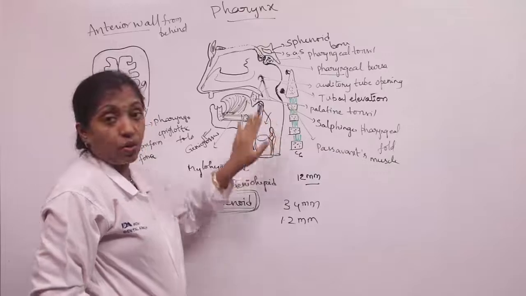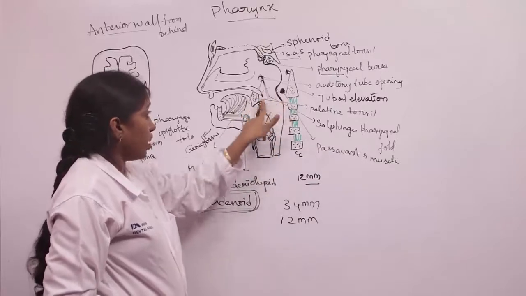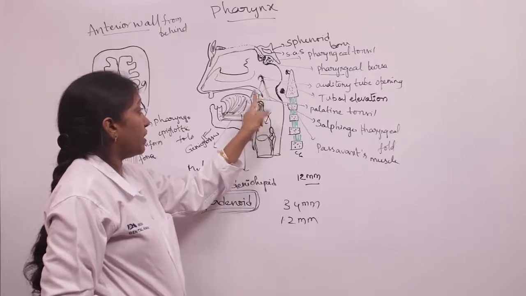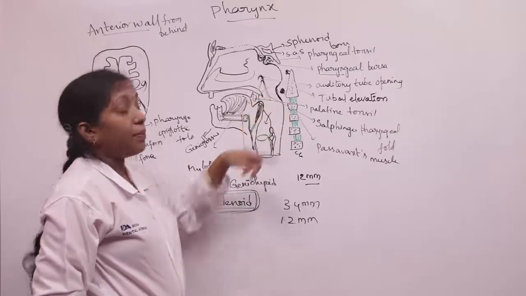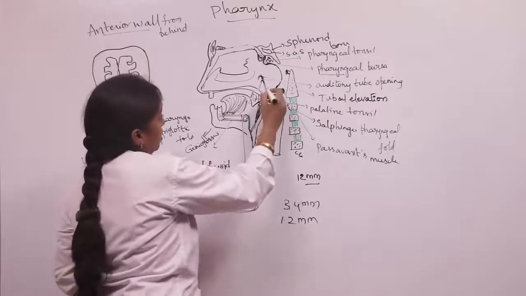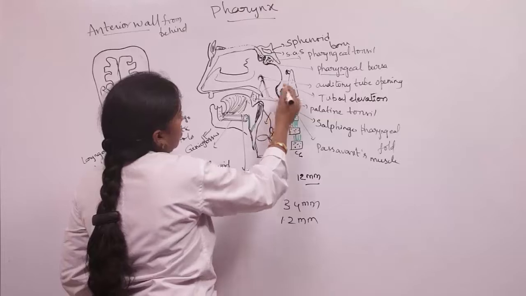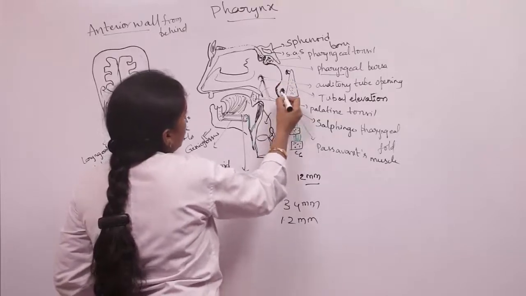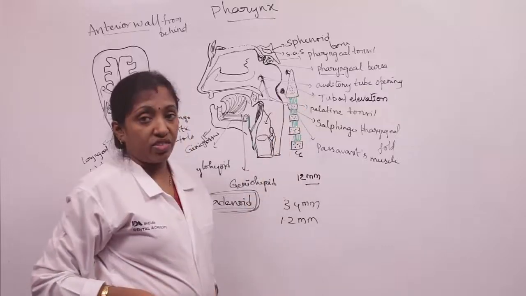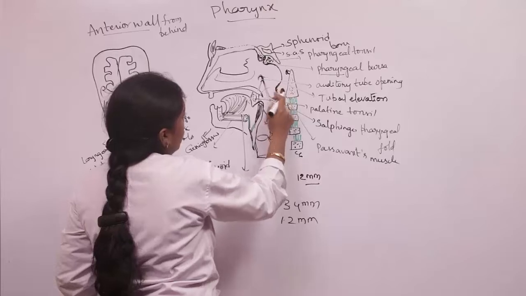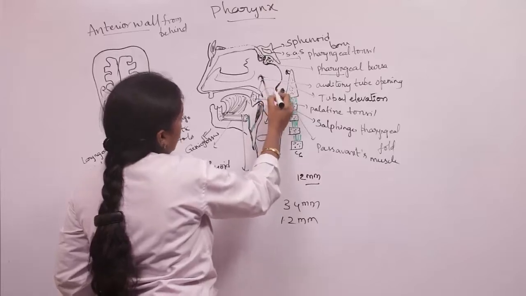The floor communicates with the oropharynx through the pharyngeal isthmus, which is bounded in front by the palate and behind by the Passavant's ridge. It is a mucous elevation situated beside the salpingopharyngeal fold, formed by the palatopharyngeus muscle. So this is the Passavant's ridge and this is the pharyngeal isthmus.